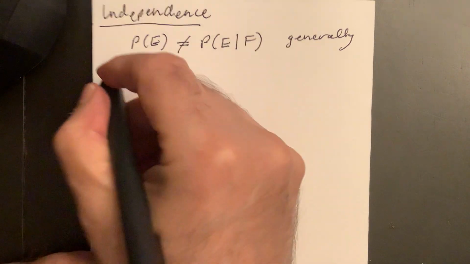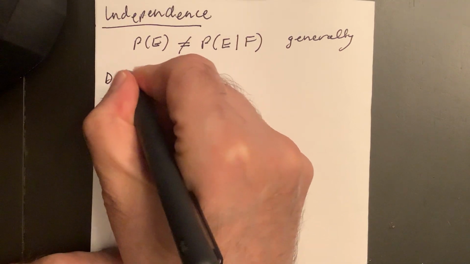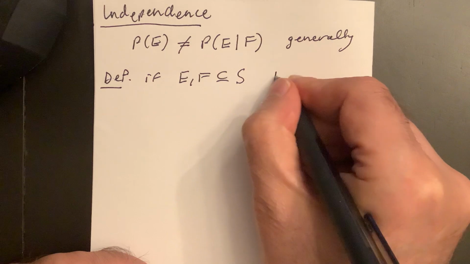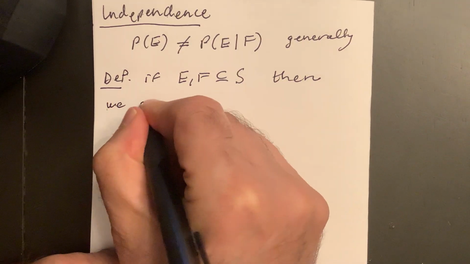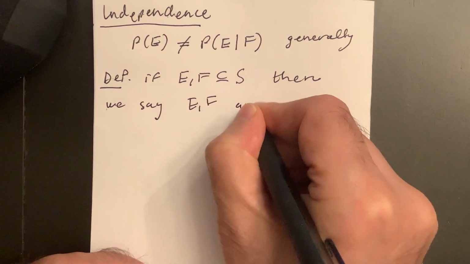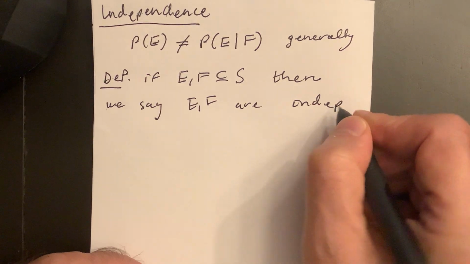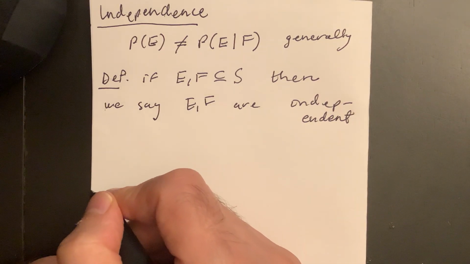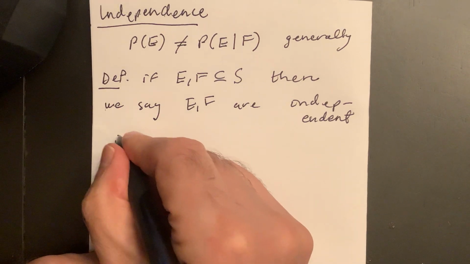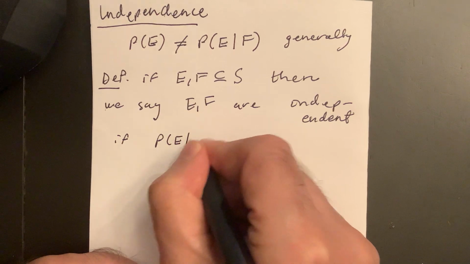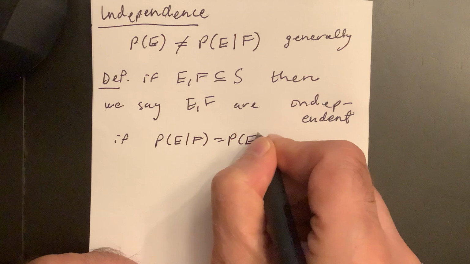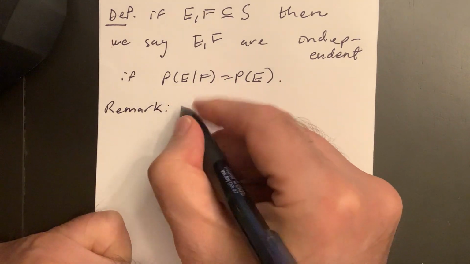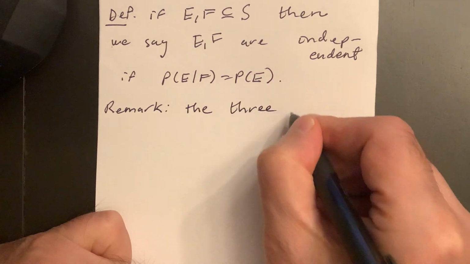So sometimes it could be. Our definition will be: if E and F are both events in the same sample space, then we say E and F are independent, or the set E and F is independent, if and only if the probability of E given F is just equal to the probability of E. Remark: from the definition, the three are equivalent.